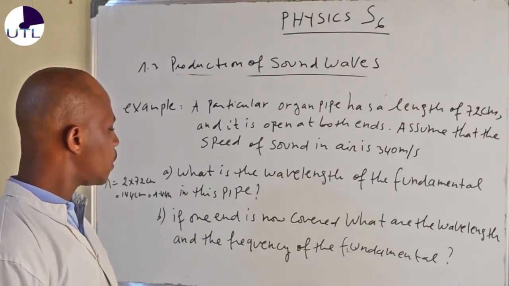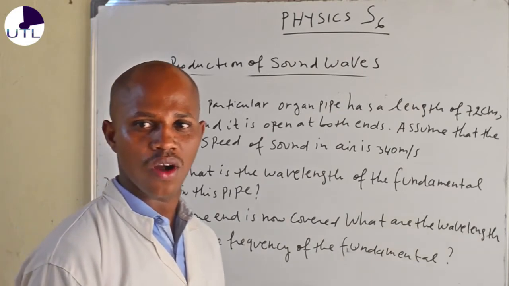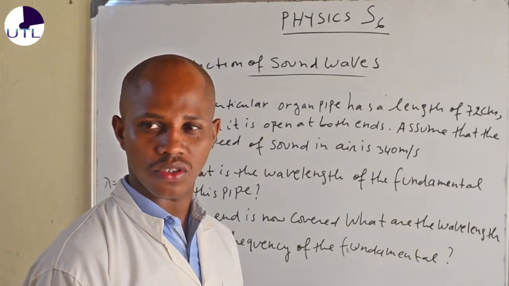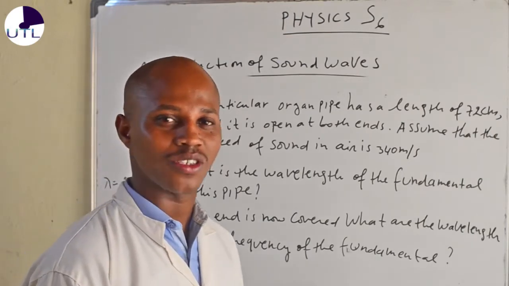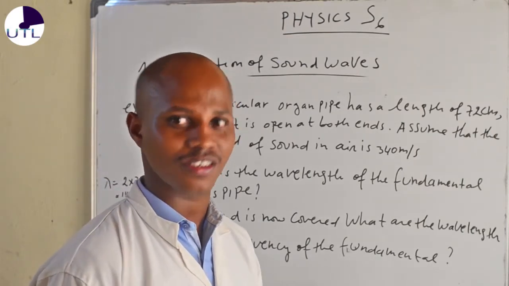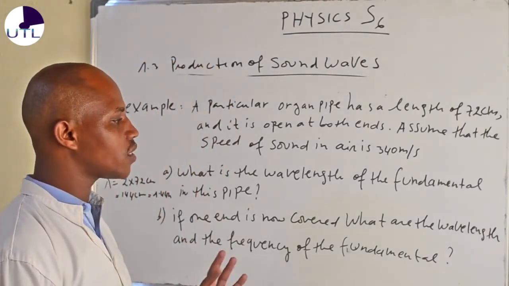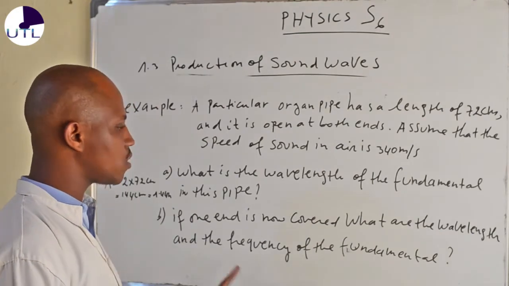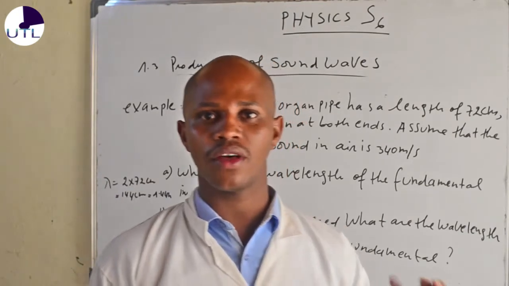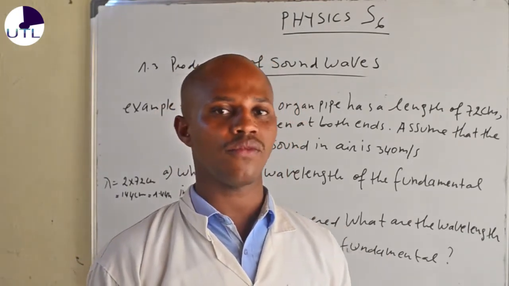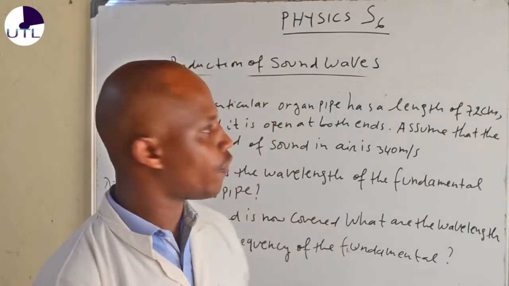B. If one end is now covered, what does it mean? If it is now covered, it means that it is closed at one end. Wow, very interesting. Don't you see that it is going to combine the first case and the second case? Great. If one end is now covered, what are the wavelength and the frequency of the fundamental? Remember, for both cases we have the fundamental, but we have the first harmonic, the second harmonic, the third harmonic, and so on and so forth.